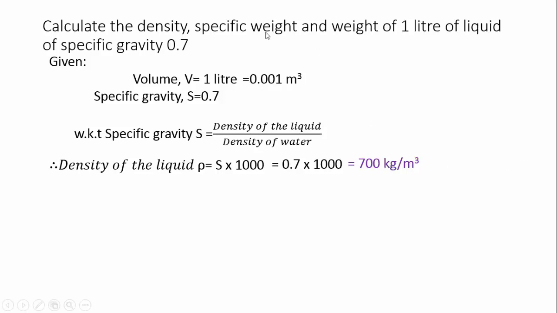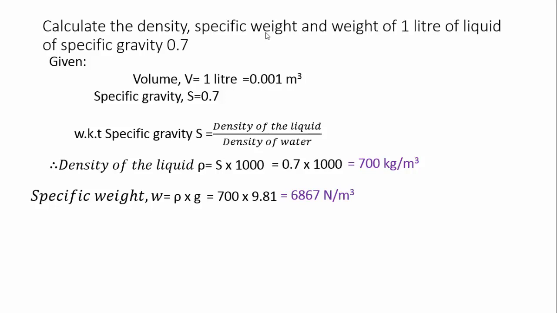Then we have to find out the specific weight. For specific weight, we know the formula. Specific weight is equal to density into gravity. Otherwise we have the formula of weight by volume. Here we have to use this formula, density into gravity. We know the value of density 700 kilogram per meter cube. Also we know the gravitational constant 9.81. So now we get the value of specific weight, that is 6867 Newton per meter cube. Specific weight is weight per unit volume, that's why it's having the unit of Newton per meter cube.